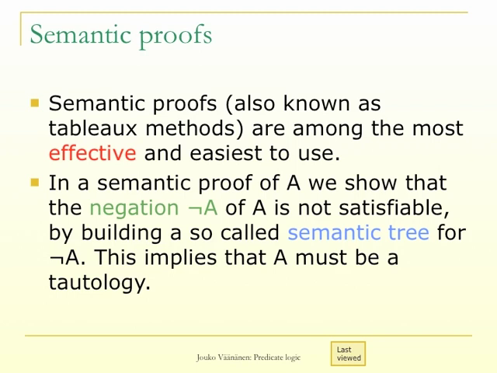In a semantic proof of A, we show that the negation not A of A is not satisfiable by building a so-called semantic tree for not A and observing that the tree closes, as we say. The closing of the tree implies that A must be a tautology. Intuitively, the closing of the tree means that all alternatives for satisfying not A have been checked and found impossible, so A must be a tautology.